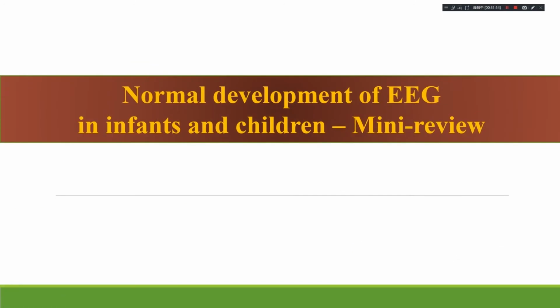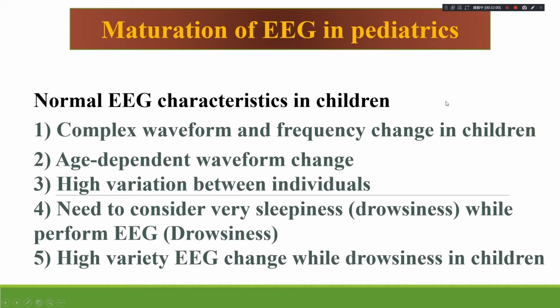So the second part I would like to introduce is the normal developing EEG in infants and children. The pediatric EEG is also very different from the adult EEG, because the EEG in children is very complex, with waveform and frequency changes. They also present with age-dependent waveform change, and there is high variation between individuals.